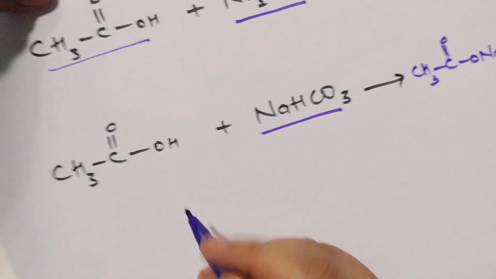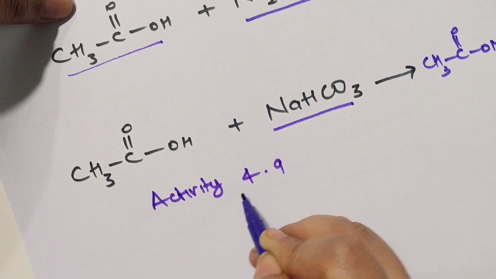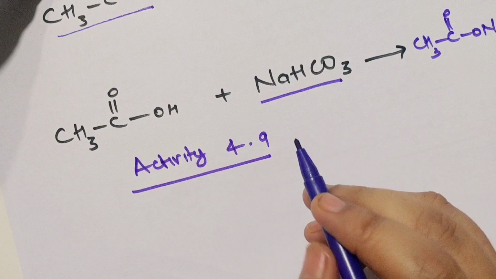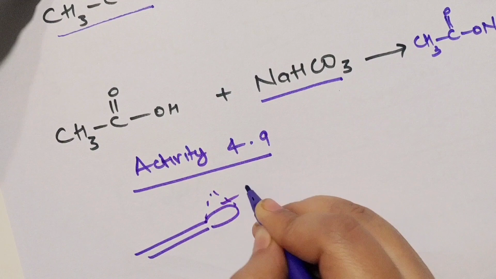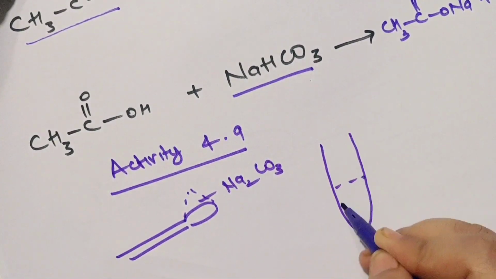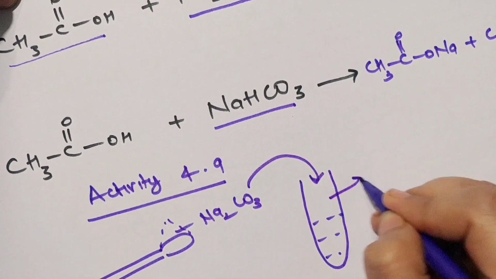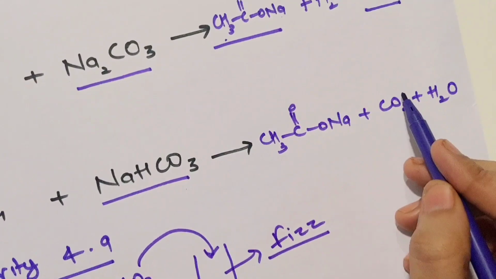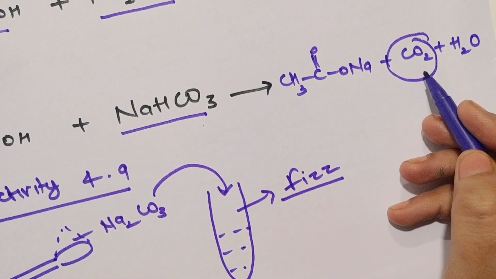Now, activity 4.9 talks about sodium carbonate, which is a solid. You have to take a spatula full of sodium carbonate and you have to add that in ethanoic acid. As soon as you do that, you would see a fizz. That fizz would be of carbon dioxide. Okay, a fizz would be released and that is carbon dioxide.